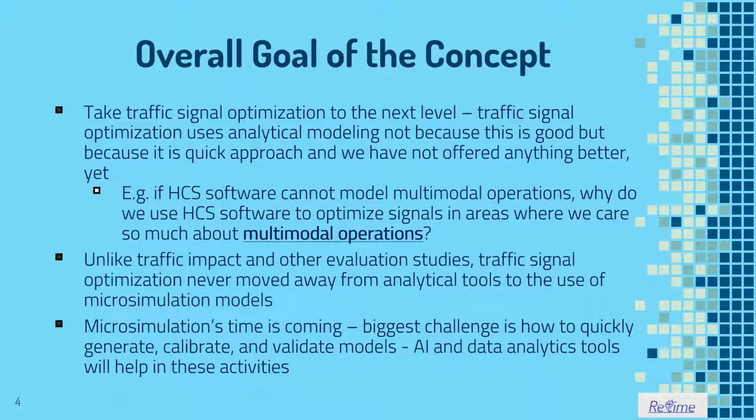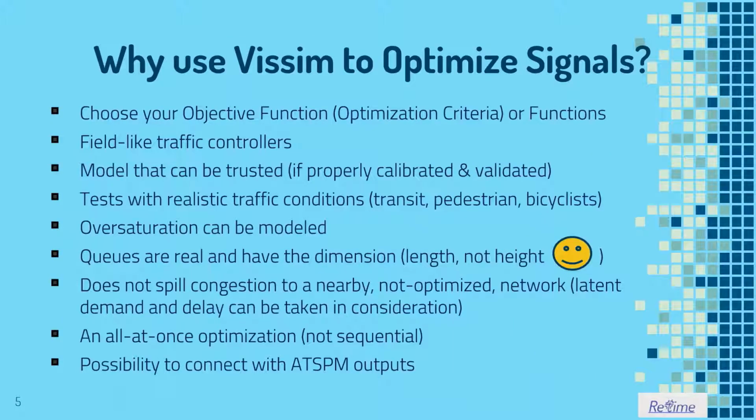For example, people keep talking about multimodal operations and how important they are, and how it's important to adjust signals to work with your transit vehicles or pedestrian operations or bicyclists. But in reality, we never really consider any of those, because analytical tools cannot model multimodal operations. And it is strange that, unlike some other evaluation studies and traffic impact studies where we switch from analytical tools to microsimulation in a big way, when it comes to signal optimization, we haven't done that. So why do we want to move in that direction?